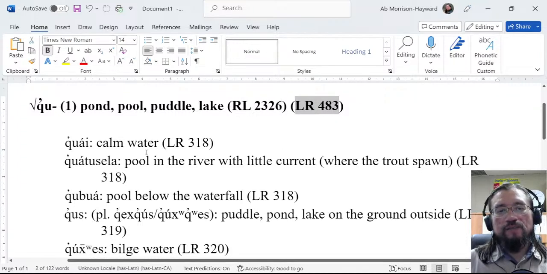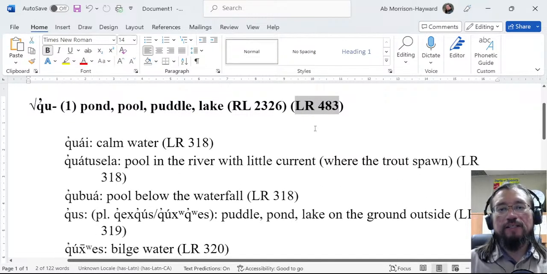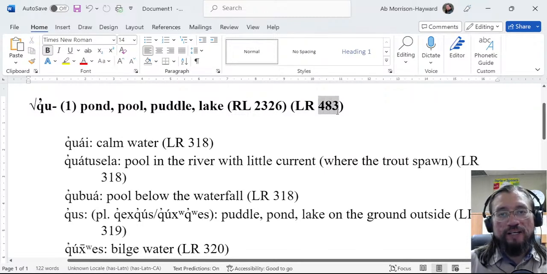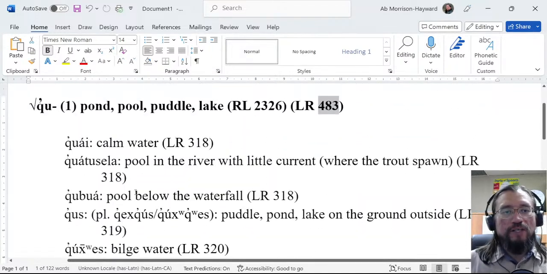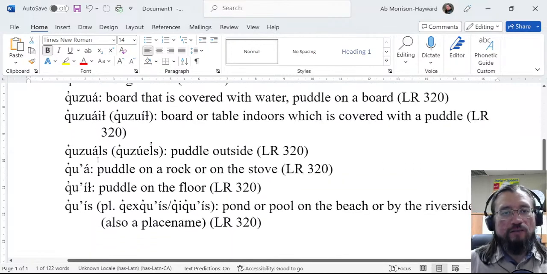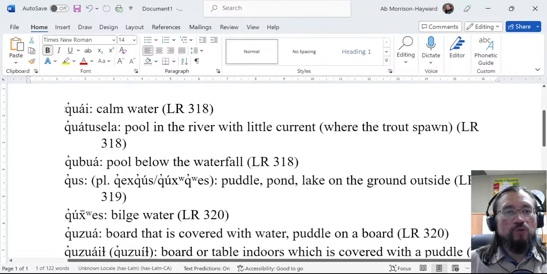And I got this root word list from the Lincoln and Rath xa'islak'ala dictionary that was published in 1986. And this is on page 483. That's where all of these words are listed. So what I did from there is I basically wrote down all the words, and then I looked up the definitions of those words later on. So the first word is goe. Goe means calm water, and this is on page 318 of the Lincoln and Rath xa'islak'ala dictionary.